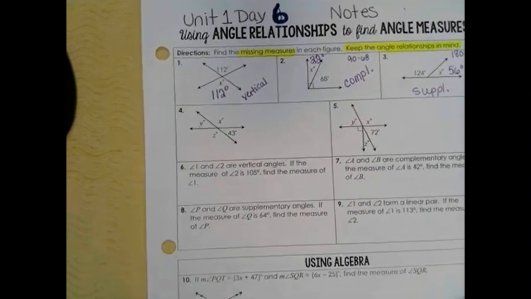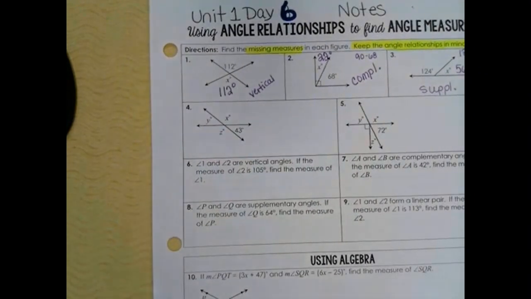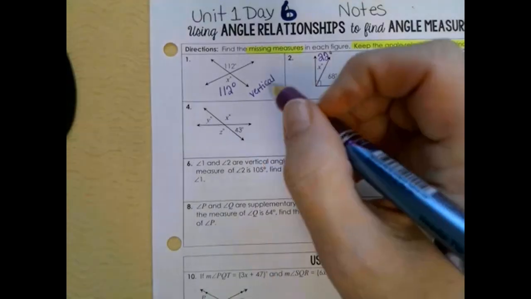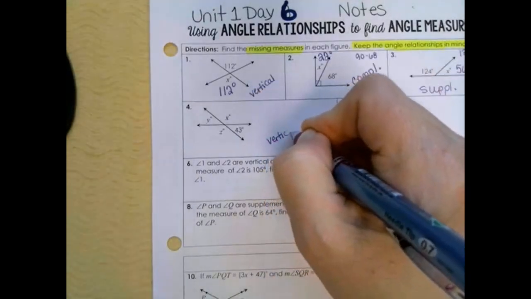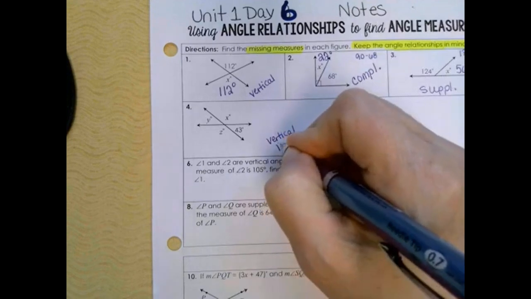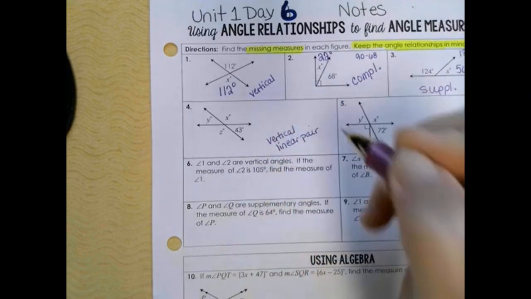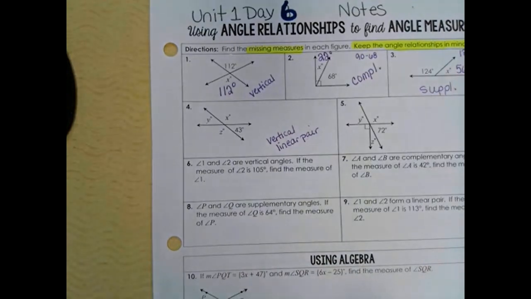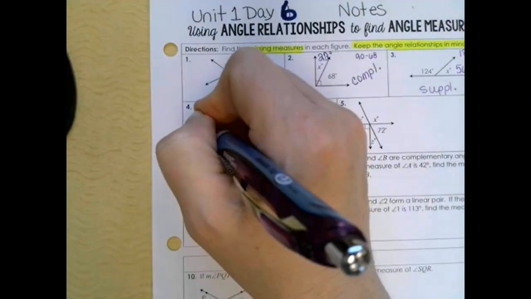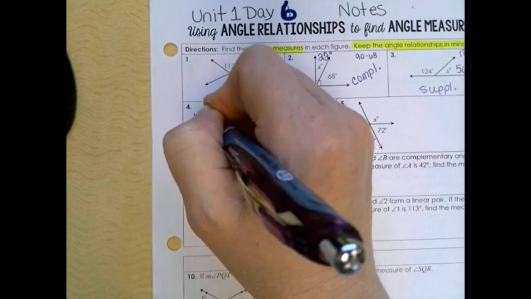Okay, number 4, we're going to find x, y, and z, and this is just like the picture of the vertical angles that we had. So we have vertical angles, and we have linear pair. Those are the things that we're looking at. So the vertical angles, the first thing that I know is that y is 43 degrees.